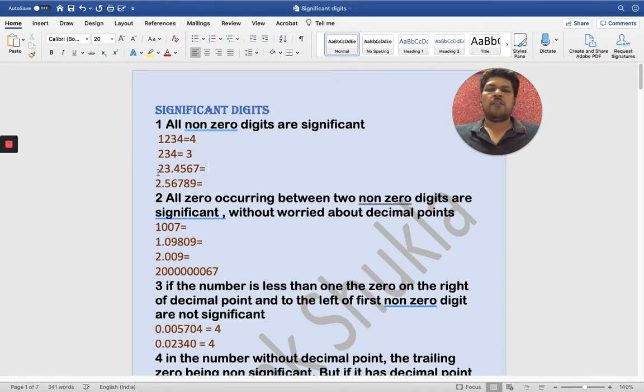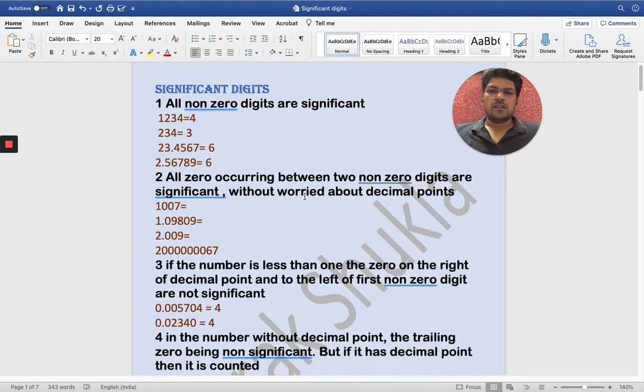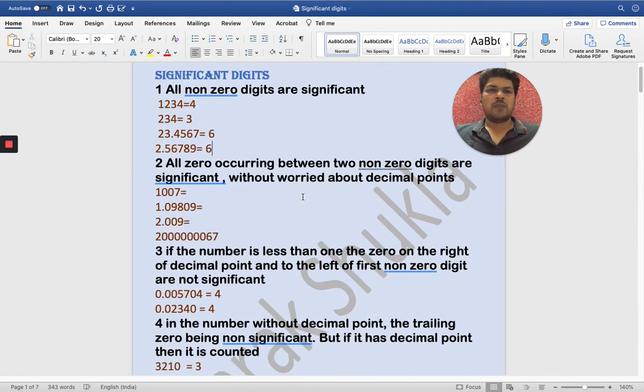Then we have 23.4567. Then you can say there are six digits and all are non-zero, so all digits are significant digits. Then we have 2.56789, so you can say that there are six digits, so all are significant digits. So this is the very simple and primitive rule for calling digits significant.